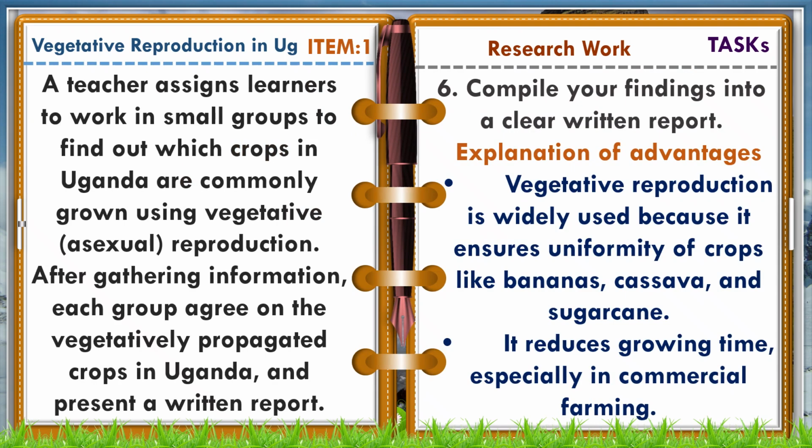Now, the explanation of advantages. Vegetative reproduction is widely used because it ensures uniformity of crops like bananas, cassava, and sugarcane. Then also, it reduces the growing time, especially in commercial farming. If you are growing things for the market and you want them to grow very fast, you use vegetative reproduction because the materials grow faster compared to seeds.